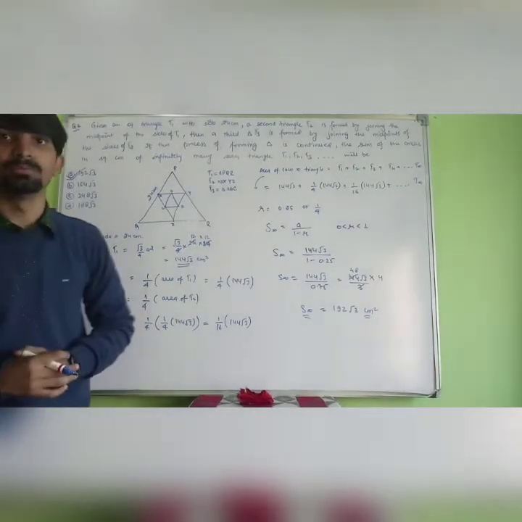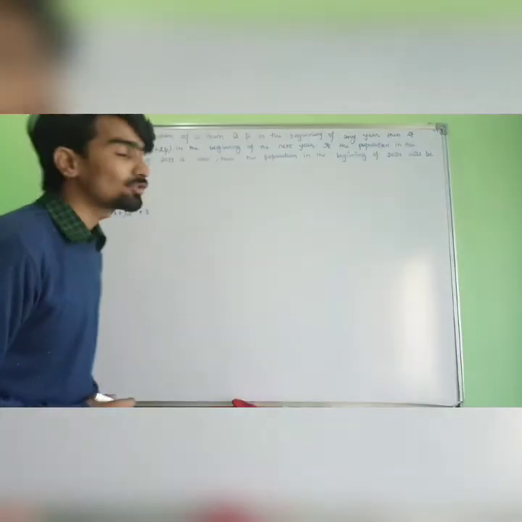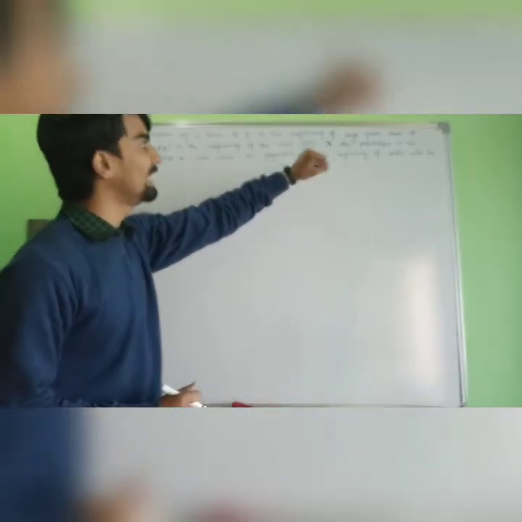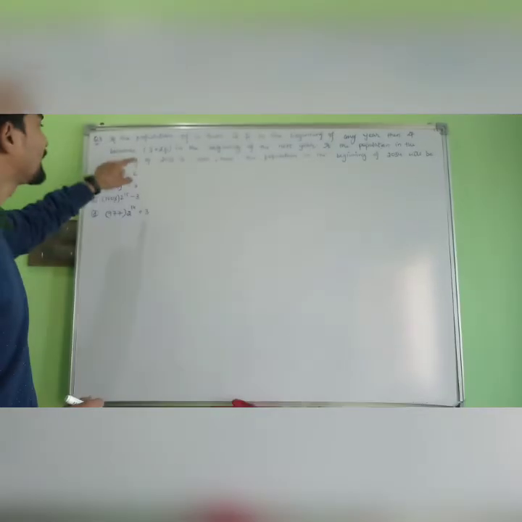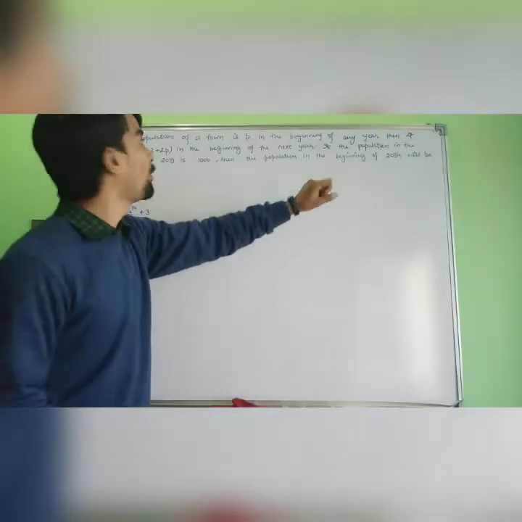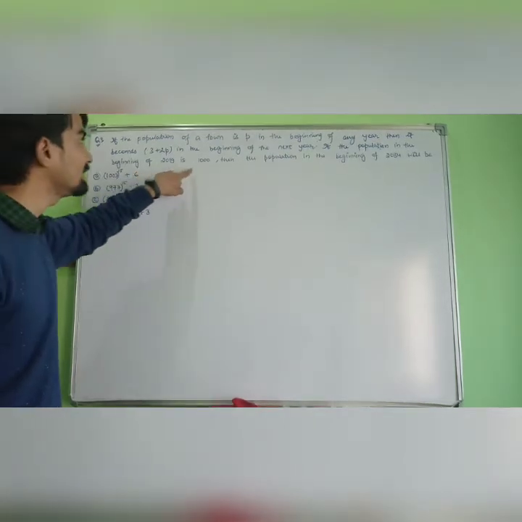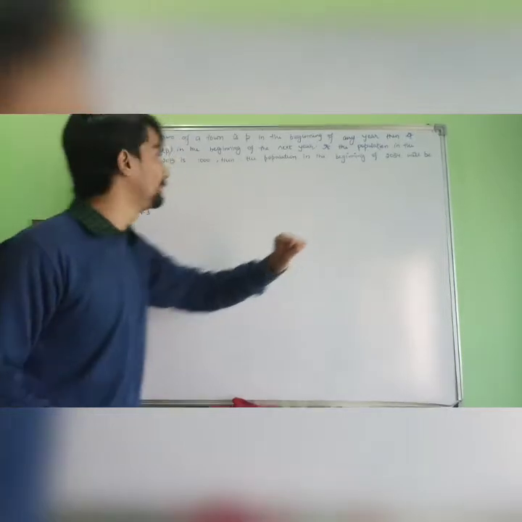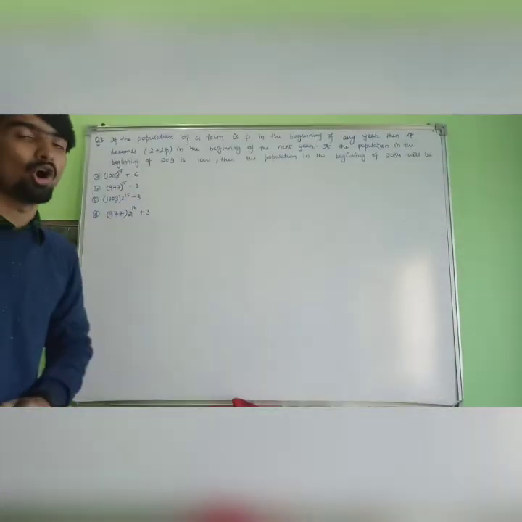Okay guys, thank you. Now the next question says, if the population of a town is P in the beginning of any year, then it becomes 3 plus 2P in the beginning of the next year. If the population in the beginning of 2019 is 1000, then the population in the beginning of 2034 will be, these are the given options. So let's find the solution.